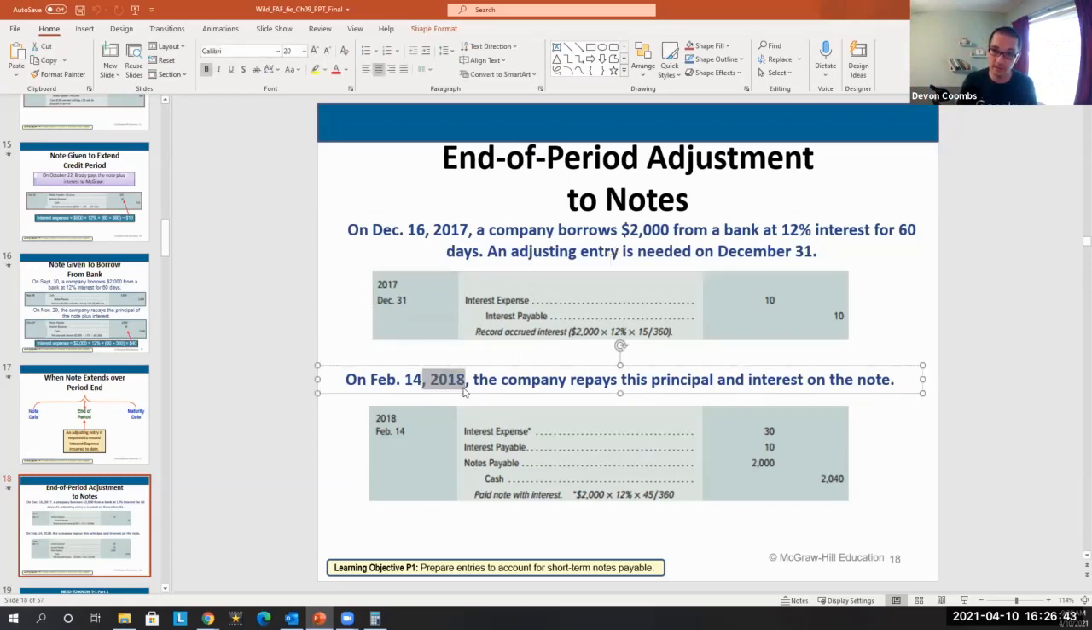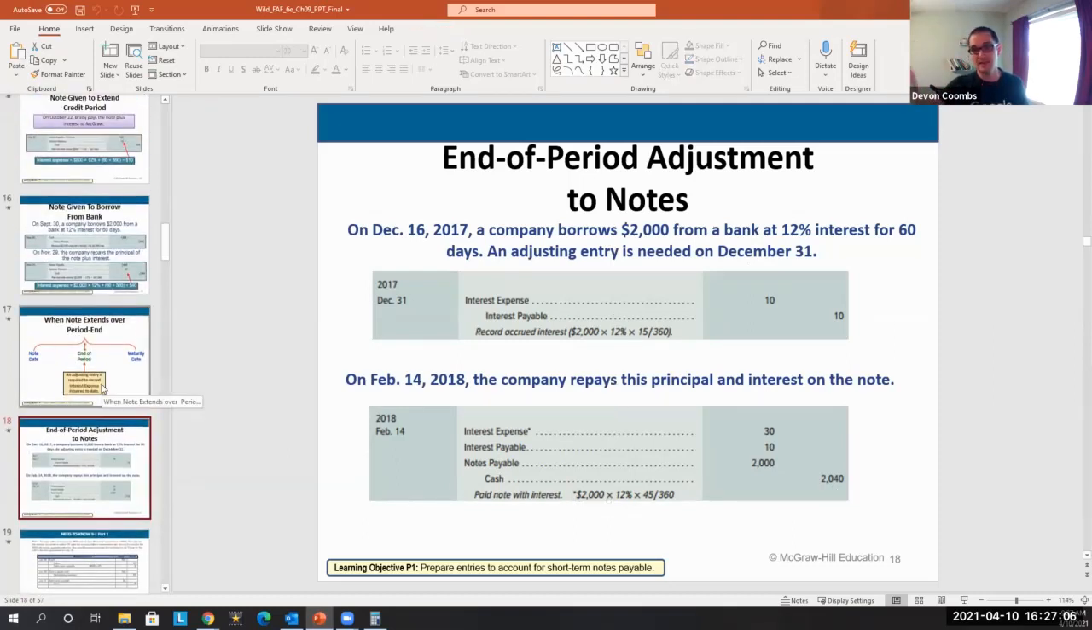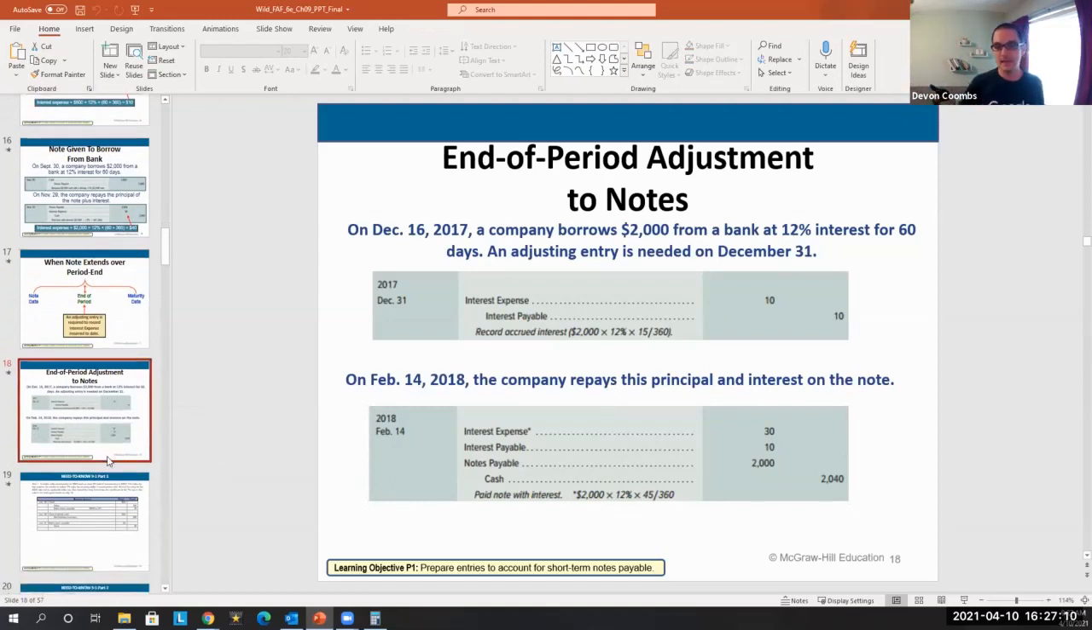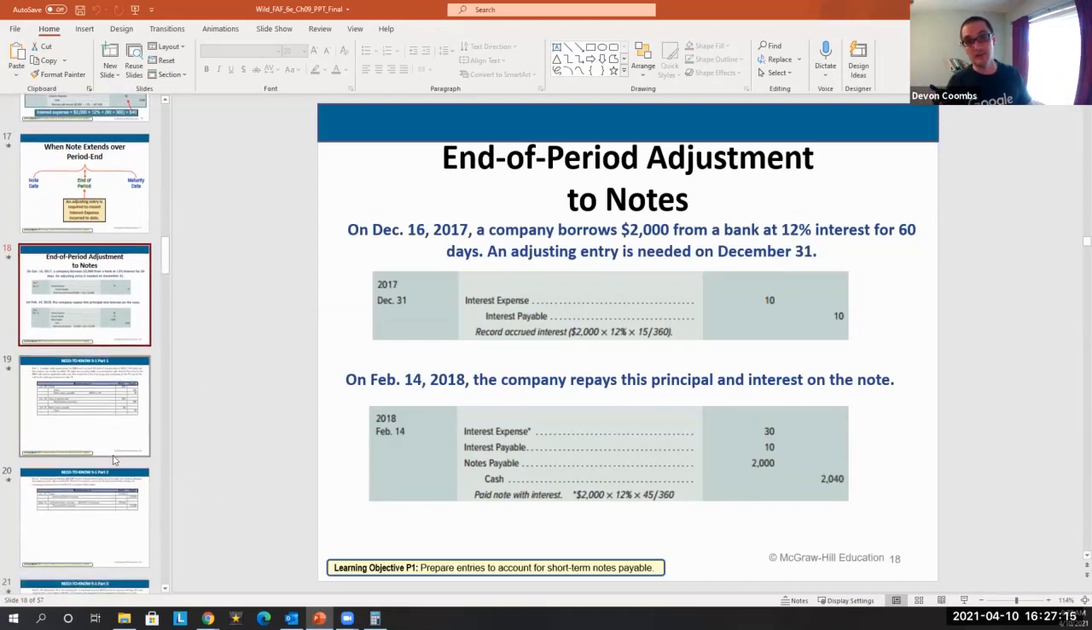And then on February 14th, when we pay the note, we would debit our interest expense for the remaining 45 days. We debit our interest payable, the liability that we put on our balance sheet from our adjusting journal entry at financial year end. And then we debit our notes payable and then credit the cash for $2,040. So this is the same as the other entry we did, but the only difference here is that we had to do an adjusting entry at the end of the year because we crossed periods. This is the exact same as we've done for all of our other adjusting journal entries, so I'm not going to spend too much time on that.